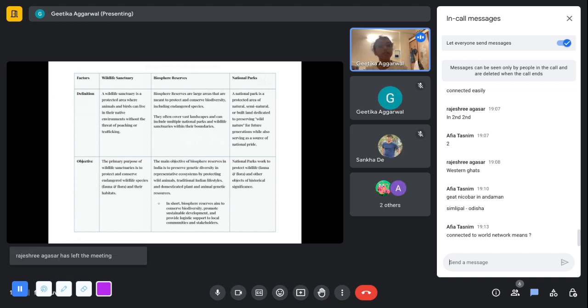A national park is a protected area which can have natural, semi-natural, as well as certain human-affected landscapes, which is then dedicated to the wild nature, and it comes under the national park. So it is not necessarily just a natural or primary habitat. It can have some human-impacted areas as well. But a wildlife sanctuary, on the other hand, is entirely a natural landscape.